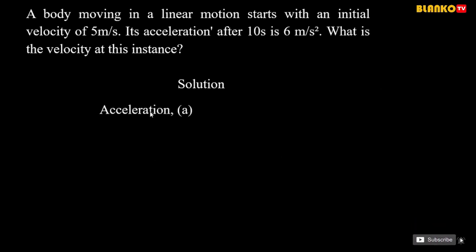So acceleration A is equal to V minus U over T. V is the final velocity, U is the initial velocity, and T is time. A is the acceleration. I hope you understand.